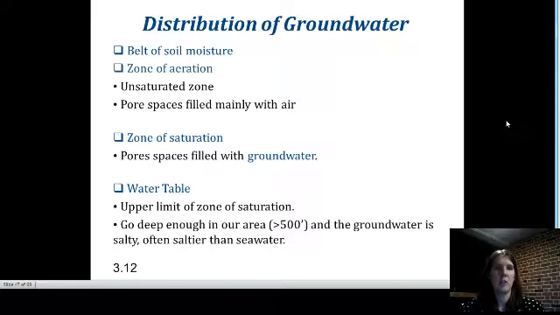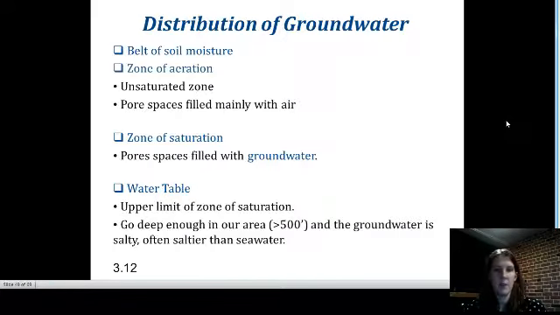Okay, the distribution of groundwater. So you have your belt of soil moisture. That's the top portion of the soil, and that water typically infiltrates through to reach the groundwater system. You have your zone of aeration. This is an unsaturated zone where pore space is mainly filled with air. Then you have your zone of saturation where all pore space is filled with groundwater. When we talk about the water table, we're talking about the upper limit of the zone of saturation, so right at that boundary between the zone of aeration and the zone of saturation.